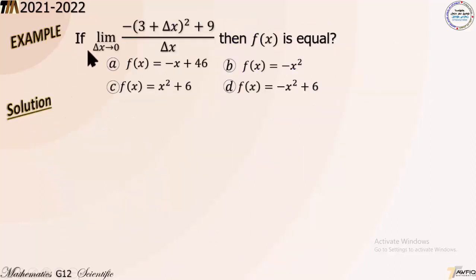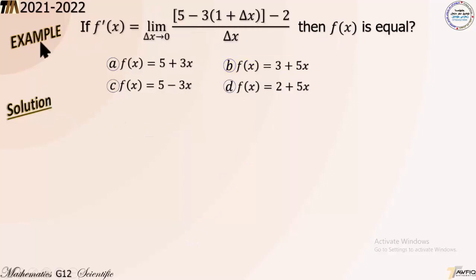Example: if the limit as delta x approaches 0 of minus 3 plus delta x squared plus 9 over delta x, then f of x is equal to... Here, replace 3 plus delta x with x. That means the function f of x is equal to minus x squared. That means B is the correct answer.